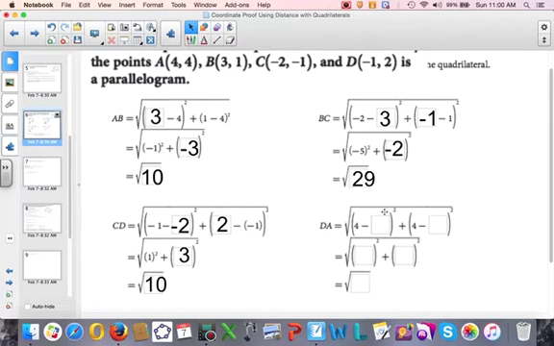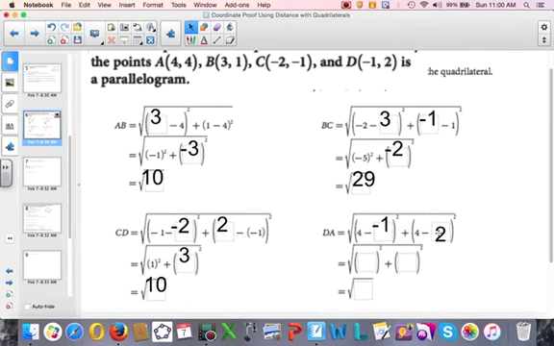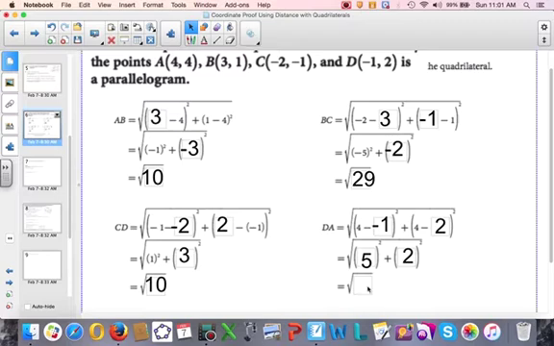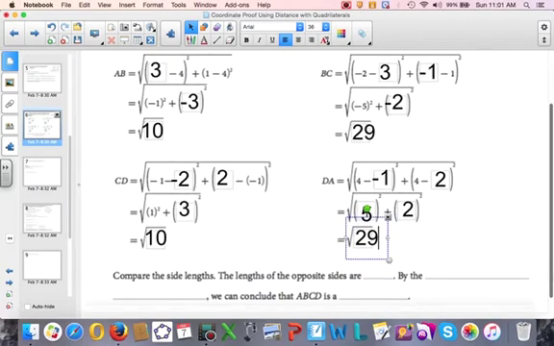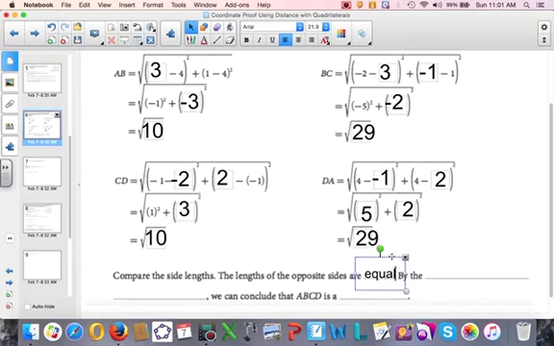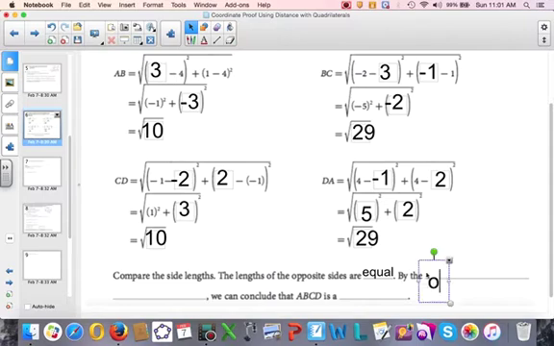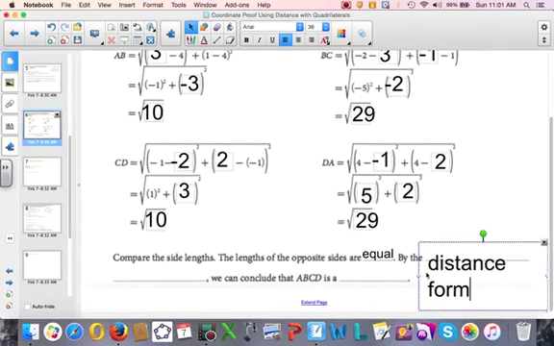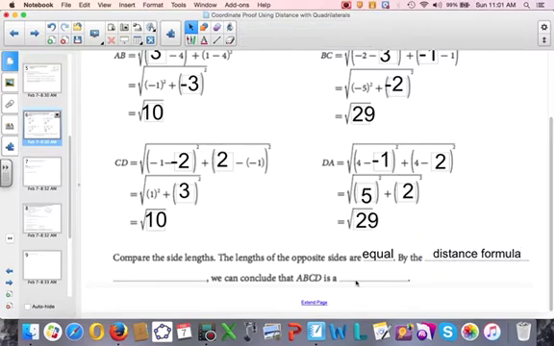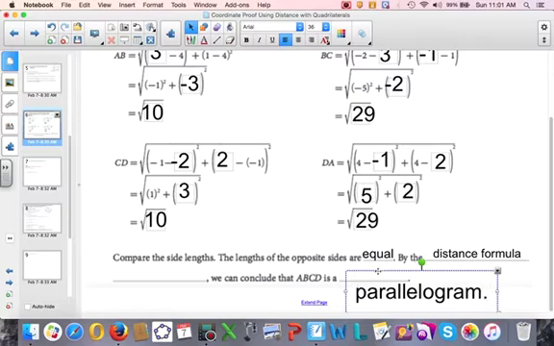Finally, the length of DA, that's 4 minus negative 1, and then 4 minus 2. 4 minus negative 1 is 5. 4 minus 2 is 2. And when I simplify that, there's my square root of 29. Compare the side lengths. The lengths of the opposite sides are equal. So by the distance formula, we can conclude that ABCD is a parallelogram.